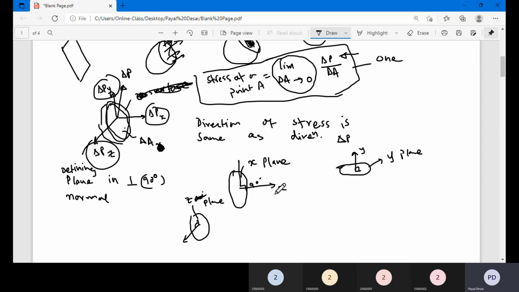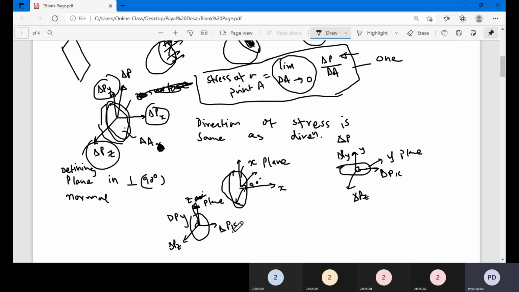So if it is the x plane and my resultant here is delta P, then I have delta Px, delta Py and delta Pz. Now suppose I am considering the y plane, that is the top plane. Here also there is the possibility of delta Py, delta Px and delta Pz. And here also there is a possibility of delta Pz, delta Px and delta Py. So 3 different planes, and on every plane you have the resolution of the delta P component.